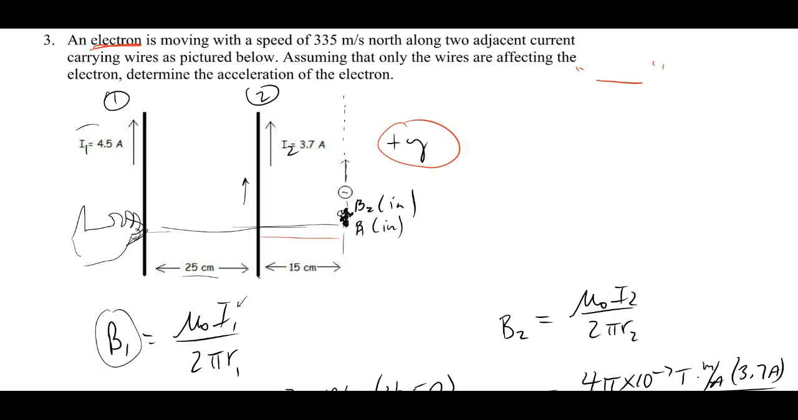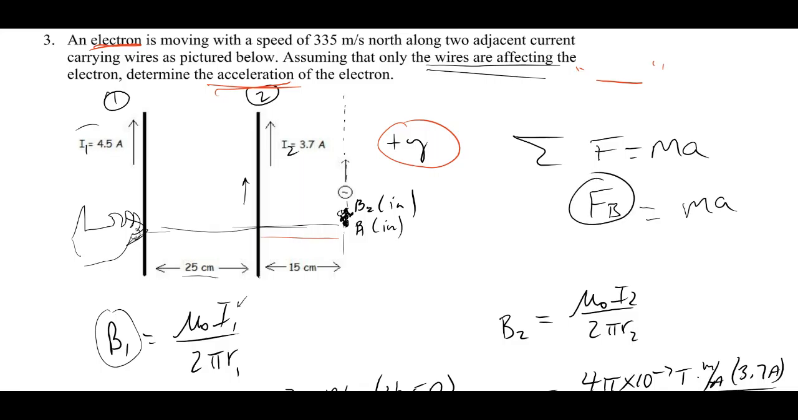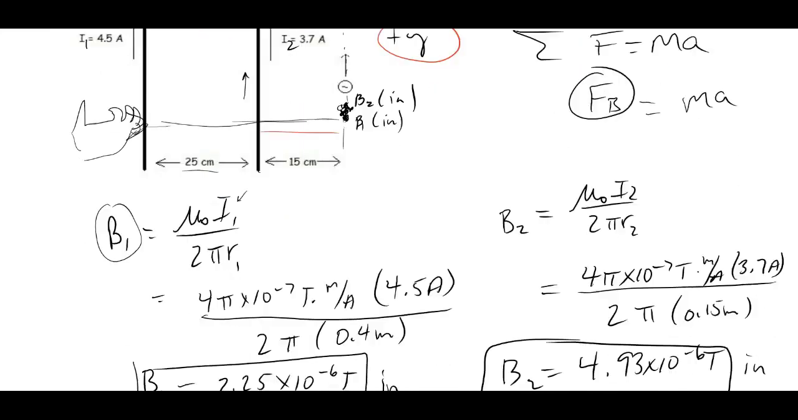We know that it's an electron. An electron has a certain charge. And so what I'm trying to do is determine the acceleration. Now, how do I find the acceleration? Well, I can find acceleration by saying the net force equals MA. The only thing producing the net force is the magnetic force, the field, which is producing a force, because it says assuming only the wires are affecting the electron, that's equal to MA. So once I find F_B, I can divide both sides by the mass of the electron to get the acceleration.